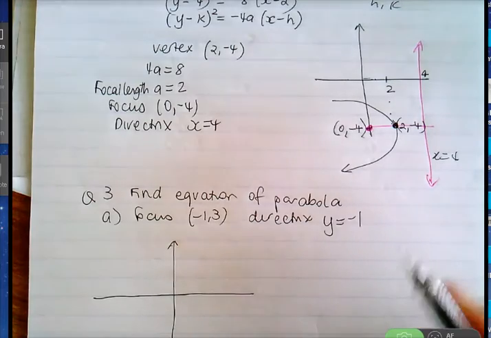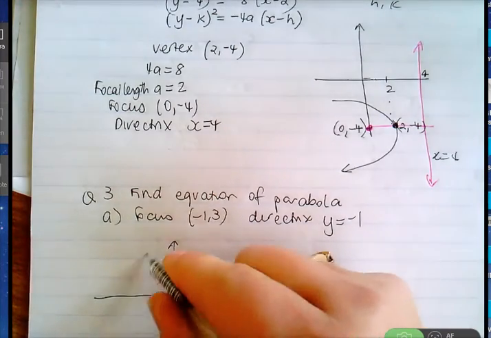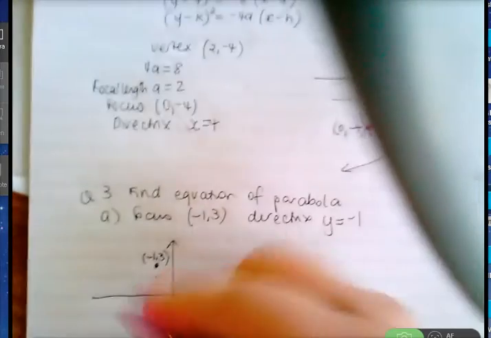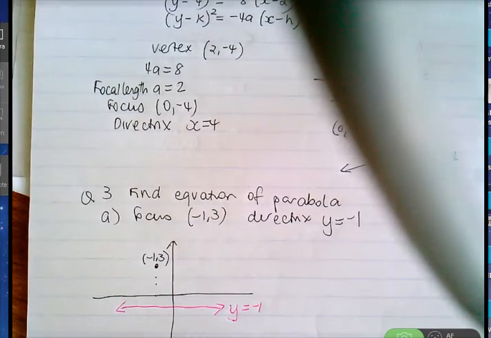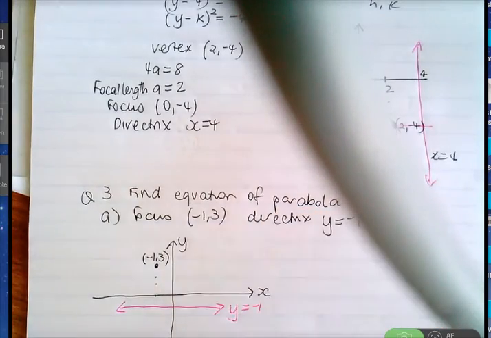Okay, what have we got? Focus (-1, 3), 3 units up. Directrix is y equals negative 1, which is down here. Now this is going to tell you a lot of information. It tells you which way it turns. This is the y-axis, this is the x-axis.